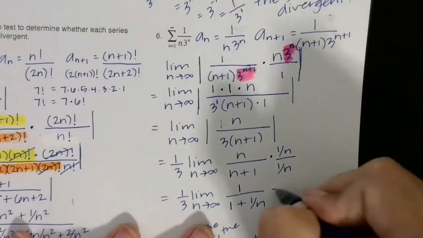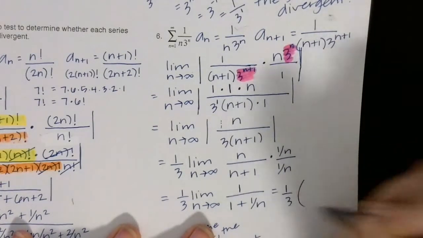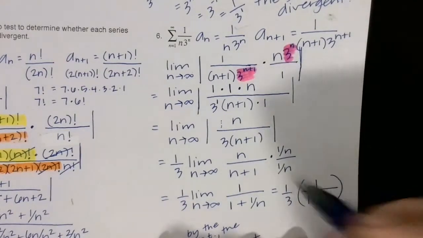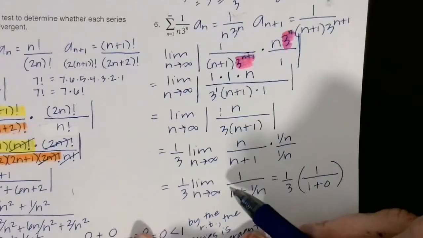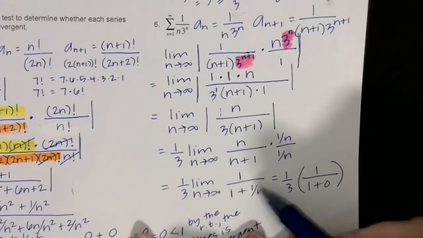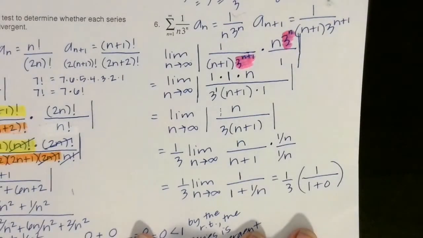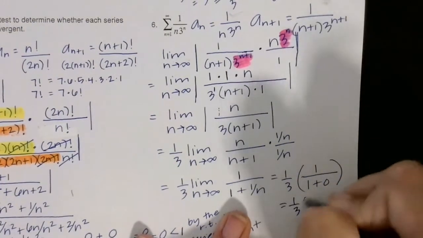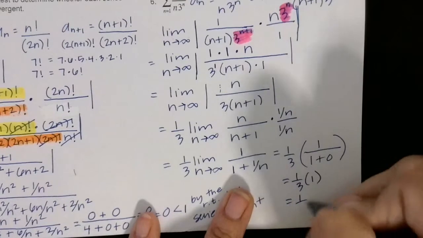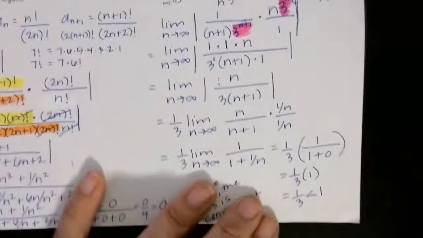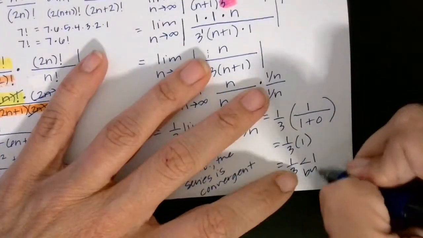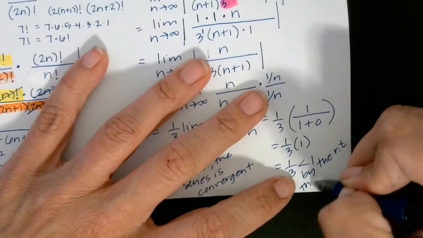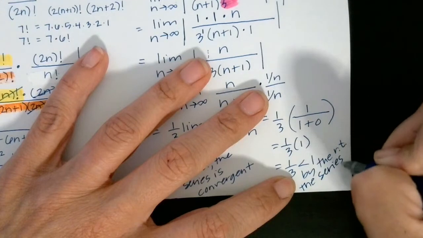Alright, so that's 1/3, and then it's going to be 1 over 1 plus 0. Limit of a constant is the constant, and the limit of 1 over n is 0 because it's just going to keep getting smaller. So that's going to be 1/3 times 1, which is 1/3, which is less than 1. So therefore, by the ratio test, the series is convergent.